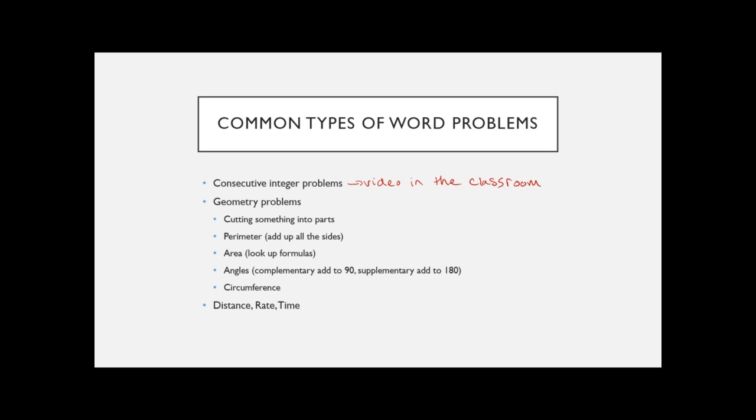Consecutive integer problems are where you're adding consecutive integers together. And consecutive just means they're one after another. So like 1, 2, and 3 are consecutive integers. You could have consecutive odds like 1 and 3, or consecutive evens like 2 and 4.